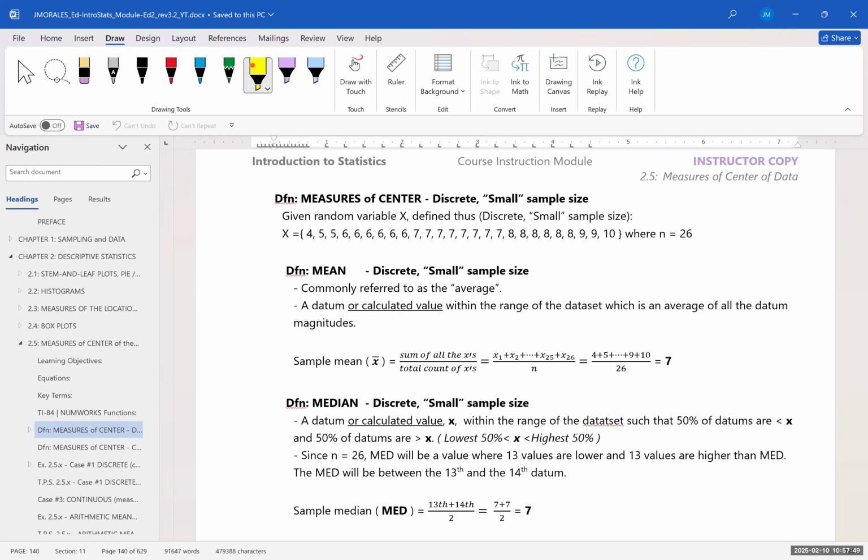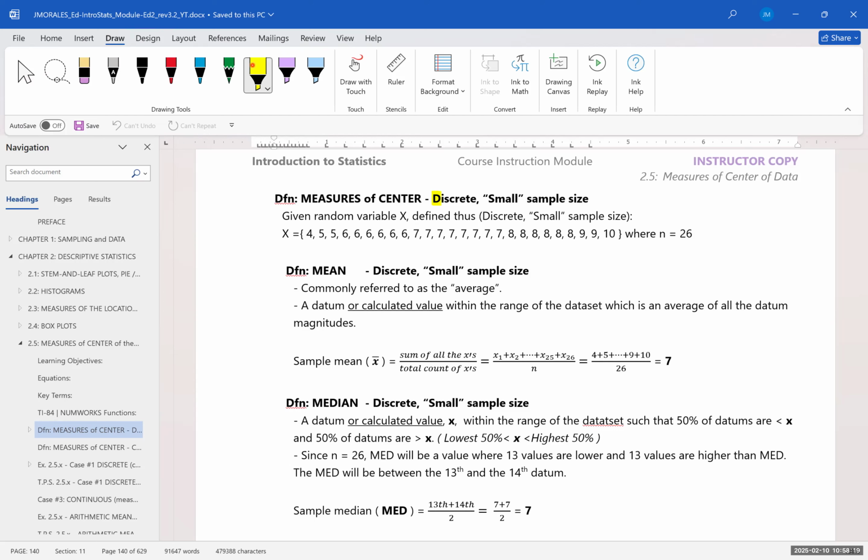of center. But it gets complicated when, instead of having 10 or 15 datums to work with, you have hundreds or thousands or millions of datums. Okay, so I'm going to show you some techniques to deal with even the largest data sets. So let's begin here with the definition of measures of center.